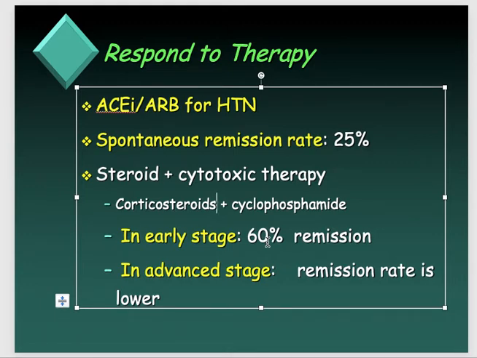Basically, this regimen is called the Ponticelli regimen. By the way, immunosuppression is more useful in the patients who are positive for anti-phospholipase A2 receptor antibodies. So this is the treatment for this one.